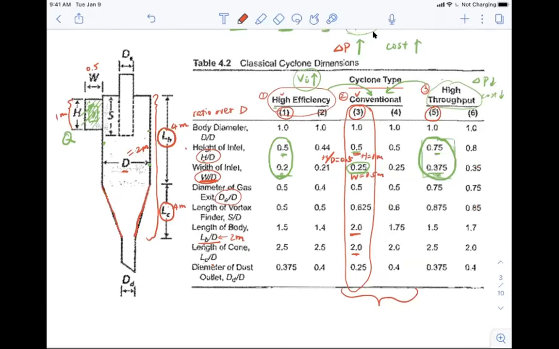So if I just draw out the approximate trajectory of the air, it's going to move like this, right? So it's going to make these turns and then go up. So that's why we have to consider the ratio of the heights.